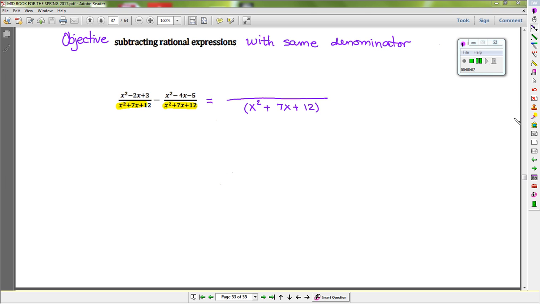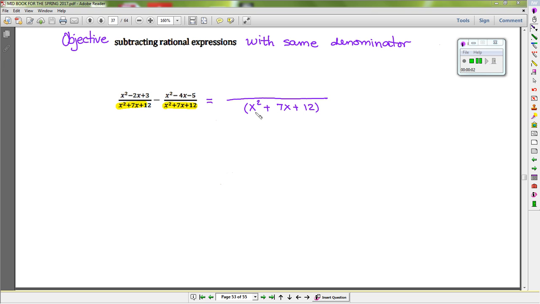The objective for this video is subtracting rational expressions with the same denominator. Let's begin with this example. In this case, we try to find the difference of these two rational expressions. I highlight the denominator here so that you can see that these two fractions have the same denominator.